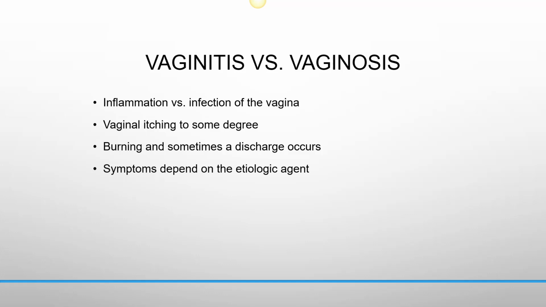Usually vaginitis is attributed to a yeast infection. So yeast cause all of those symptoms of inflammation. Well, vaginosis is usually attributed to Gardnerella vaginalis. And we'll talk about that on the next slide. So you have vaginal itching to some degree with both of these. Burning and sometimes a discharge occurs with both of these. And symptoms depend on the etiological agent.